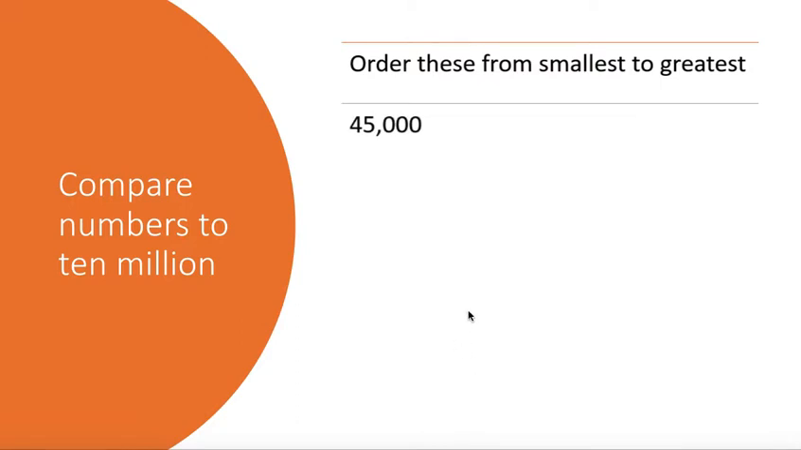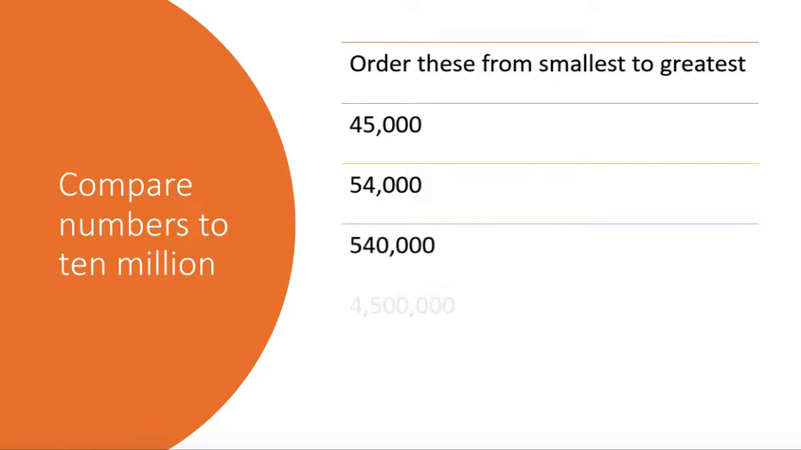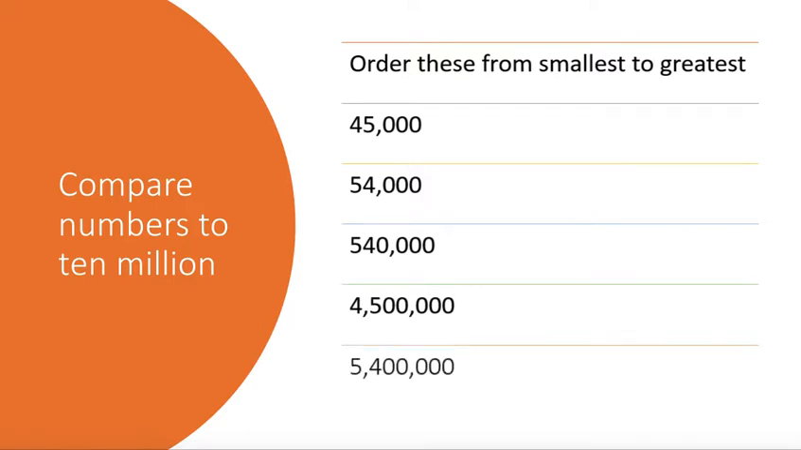The smallest is 45,000 and 54,000. Our only 6-digit number, 540,000, 4,500,000, and then 5,400,000. I'm purposely using 4s and 5s there to make it just a little bit trickier for you.